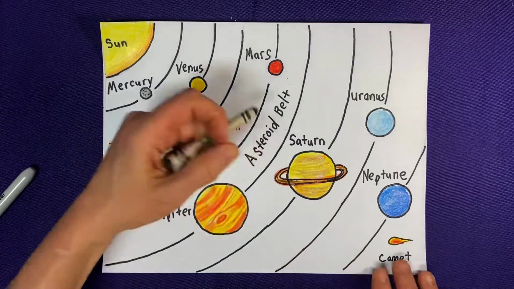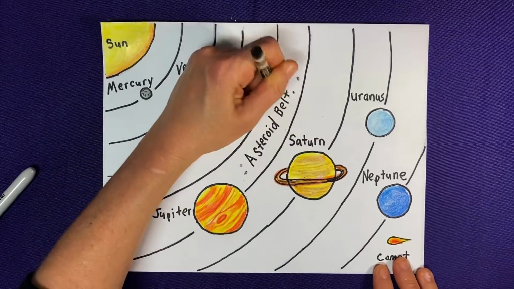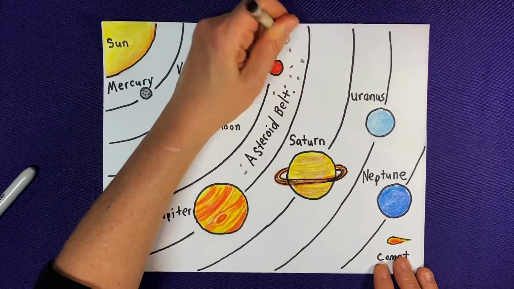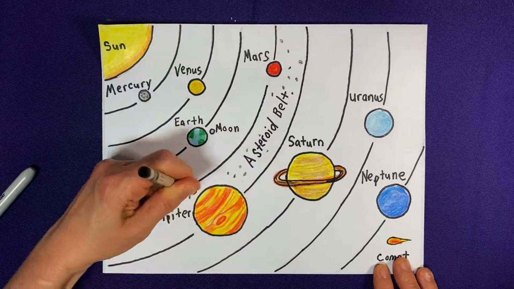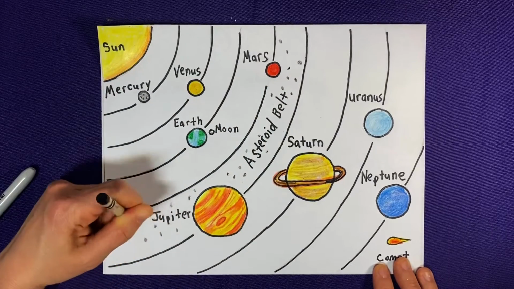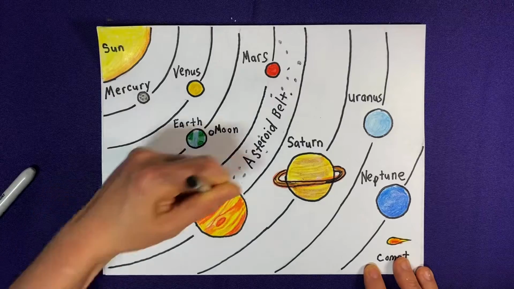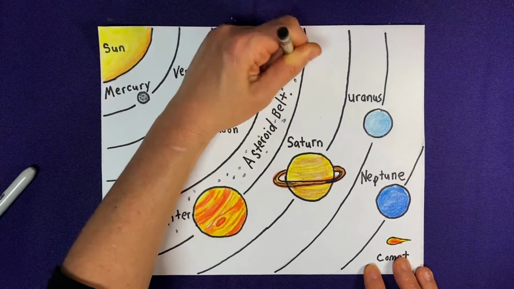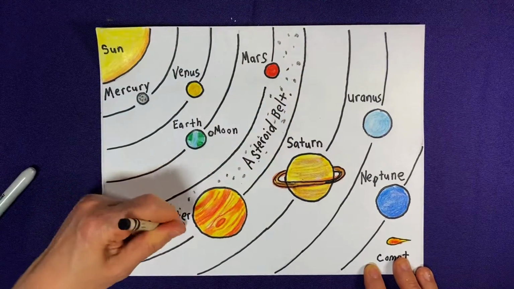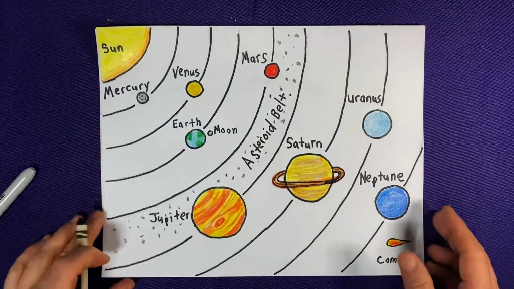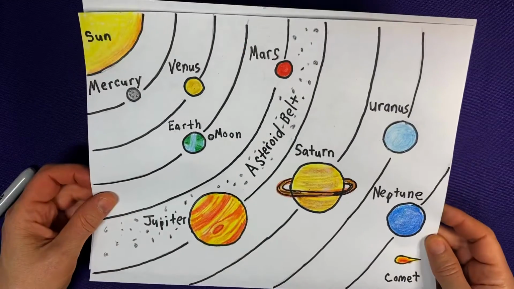All right, that looks terrific, but we still need to add our asteroid belt. Pew, pew, pew, pew. Don't forget to add your asteroids. Watch out for the asteroids. That looks terrific. We have one more thing to do to make our drawing complete.